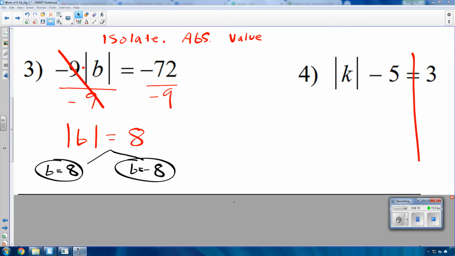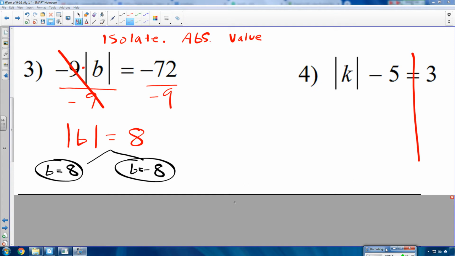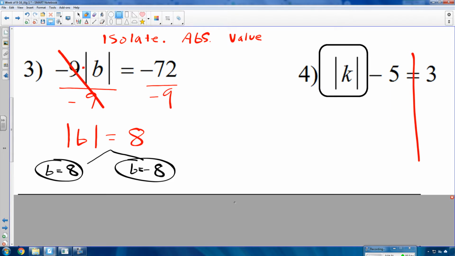So with this problem, what we want to do is first isolate the absolute value. Whatever's not with the absolute value is not good. Whatever's not inside has to go. So this is what we want alone. That means that negative 5 is not okay. The absolute value must be alone, okay? Say that to yourself: the absolute value must be alone.